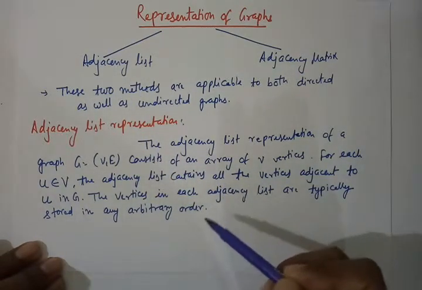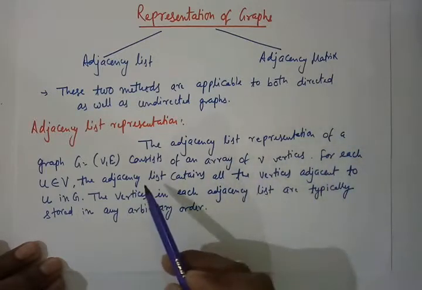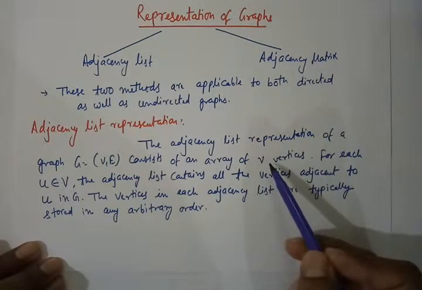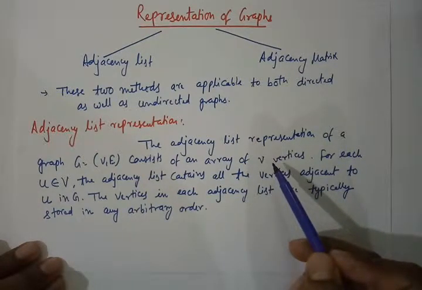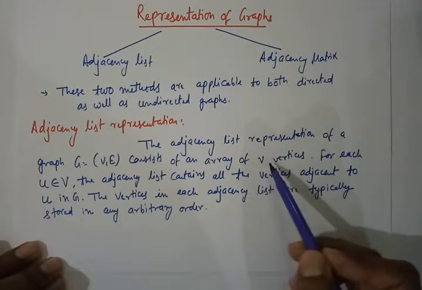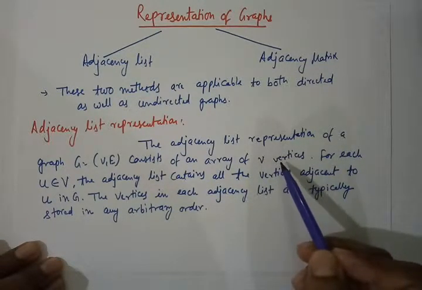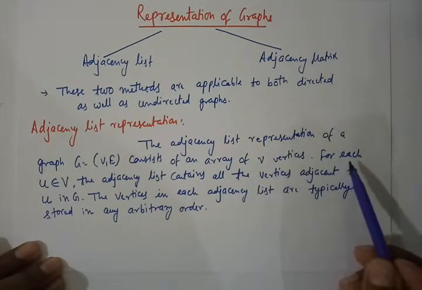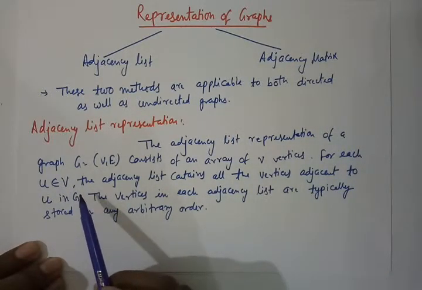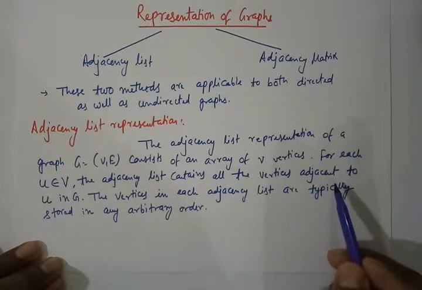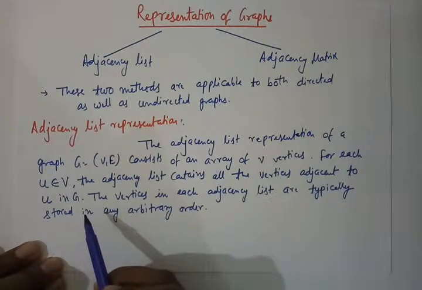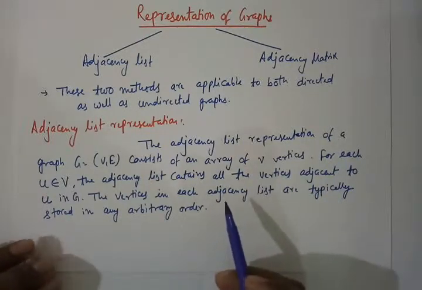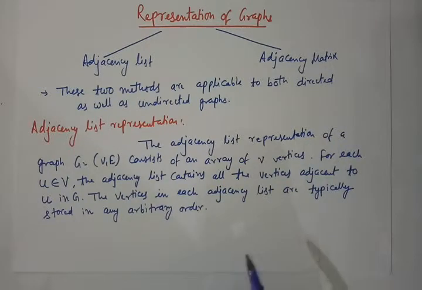So this is our definition part. The adjacency list representation of a graph G = (V, E) consists of an array of V vertices. So if in a graph there are 10 vertices, then our array will contain 10 elements, or the size of the array will be 10. For each vertex U belongs to V, the adjacency list contains all the vertices adjacent to U in G, and the ordering is not important. So we take an example and see how it works.